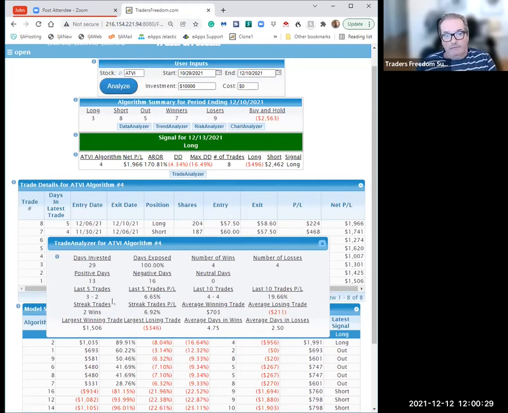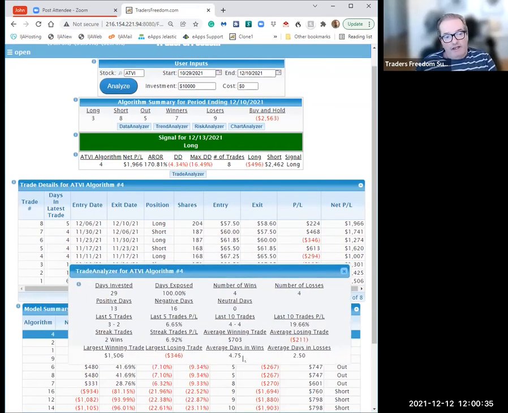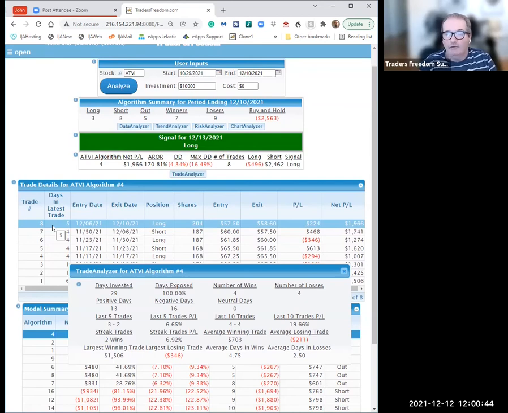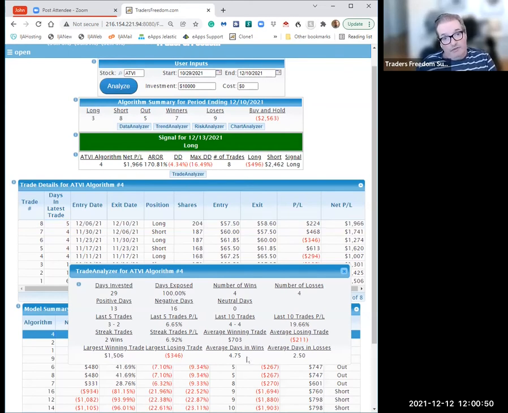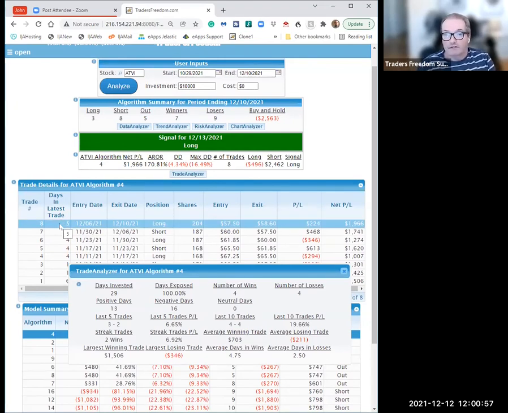But if I look at the average number of days in a winning trade, it's 4.75. This trade here is already 5 days long. It's kind of at the end. I don't think I would get into a trade that's that old, especially if it's telling me the average number of days in a winning trade is 4.75. This is already 5 days long. I would wait for the next signal for this.